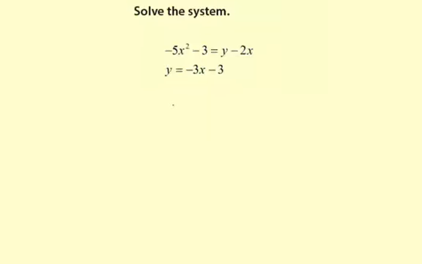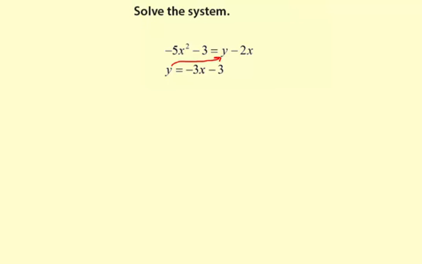Solve the system. Here we have negative 5x squared equals y minus 2, and then y equals negative 3x minus 3. So the first equation is going to be a parabola. We know it's because it's an x squared, but there's no y squared. And the second equation is a line. And I'm going to substitute this y right in here.